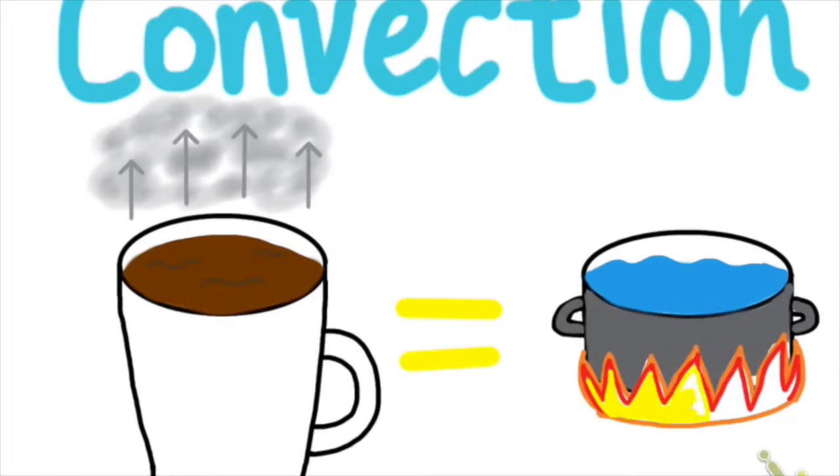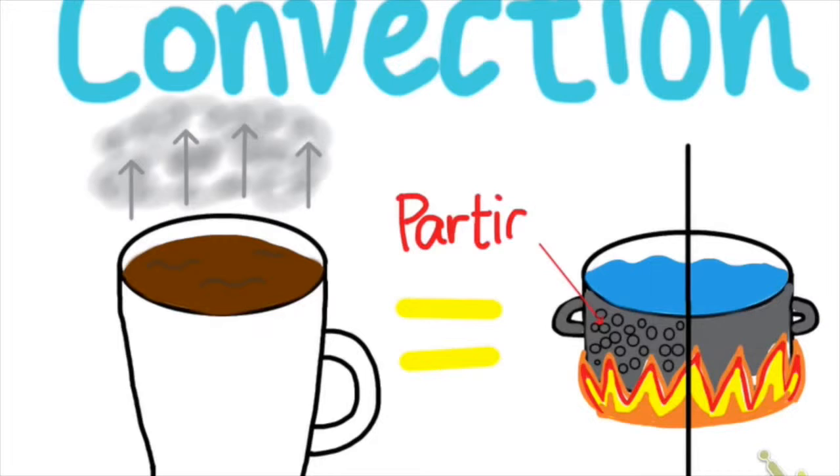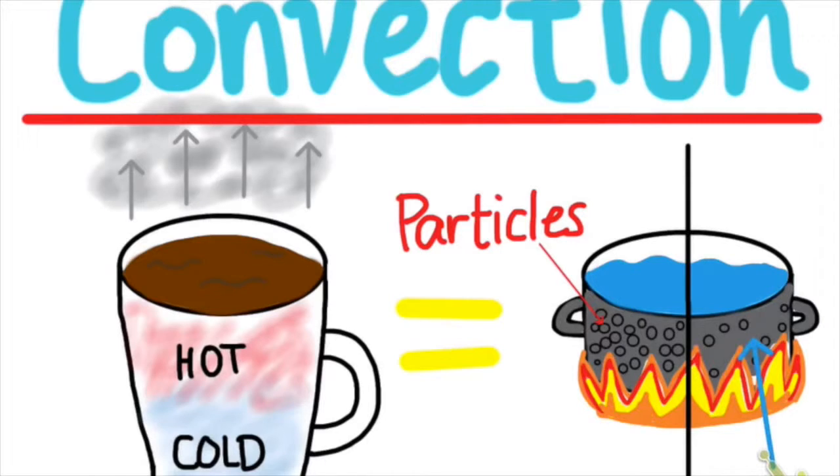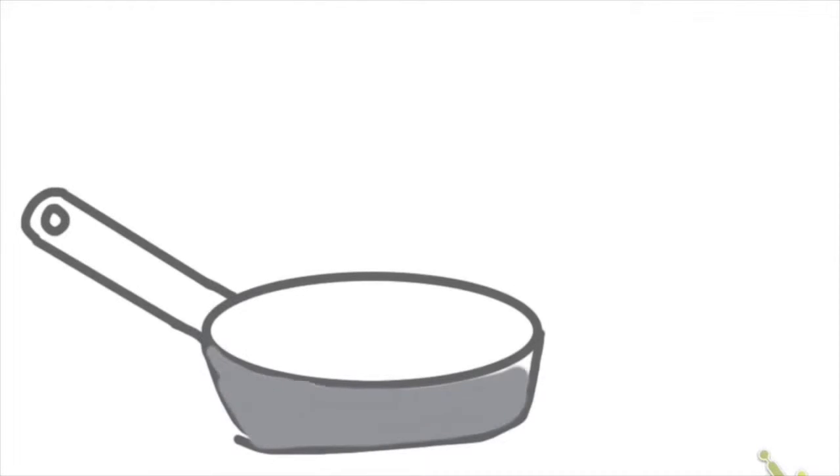It is because when you heat a liquid or gas, the particles move away from each other so that the upper part becomes more compact than the lower, making the cold part sink and the hot part rise. This is called convection. How about when you touch a hot surface?